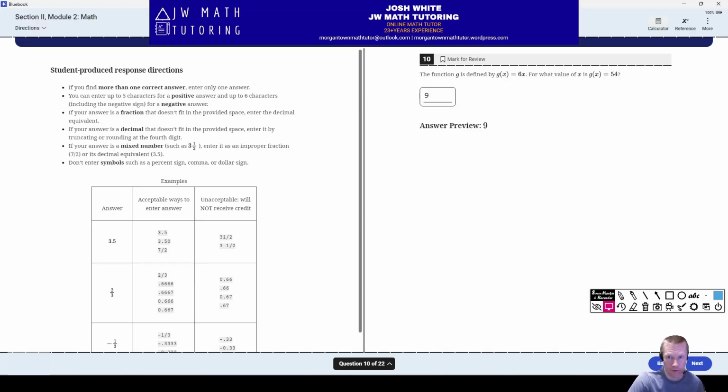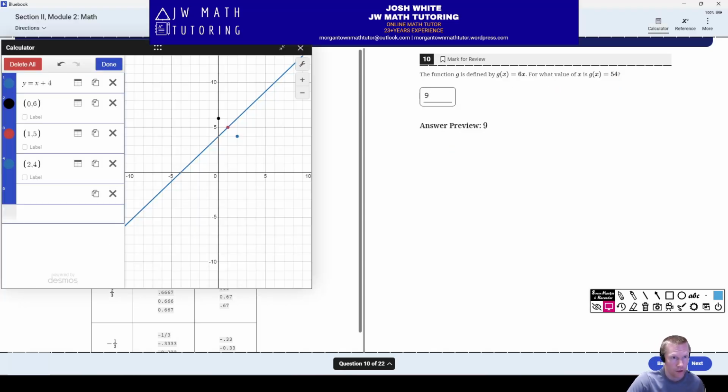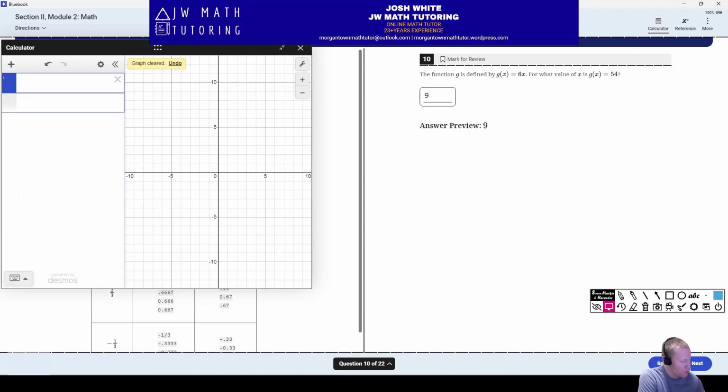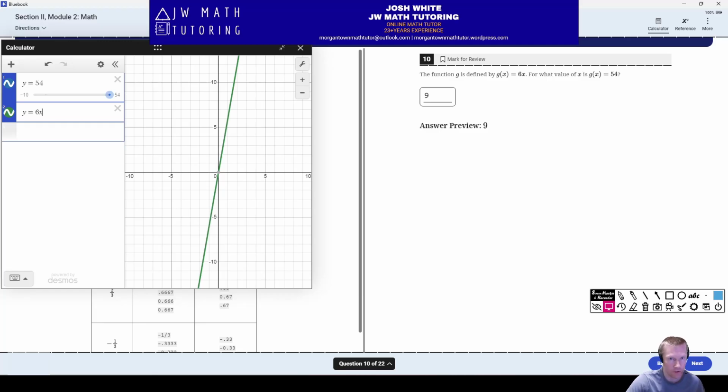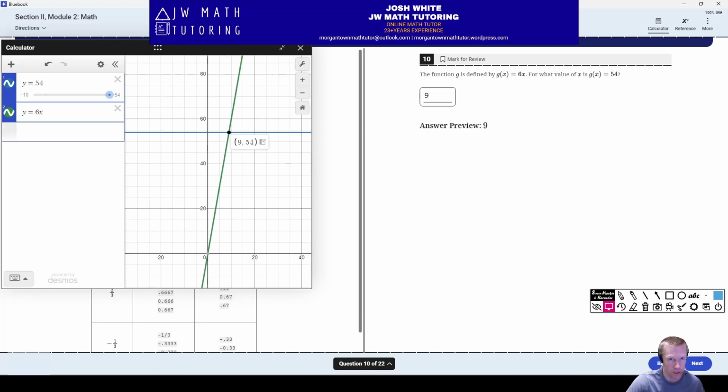Of course, if you go to Desmos, you could do it multiple ways. You could just type 54 equals 6x and look for the vertical line. Or you could also say y equals 54, y equals 6x, basically y equals left side, y equals right side, and just look for the intersection. And it's right here where the x coordinate is 9.